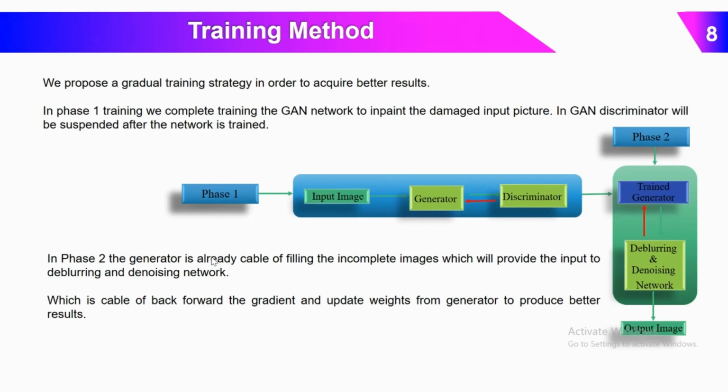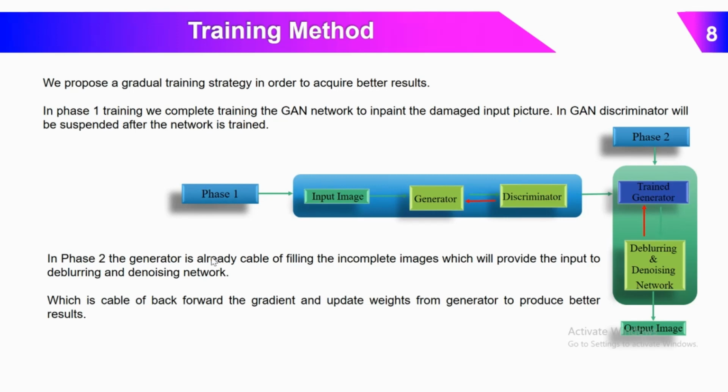So the first phase was the inpainting GAN. As you see here, the complete GAN network is trained to inpaint the damaged input picture. In the GAN, the discriminator will be suspended after the network is trained. So the generator will have the trained images.